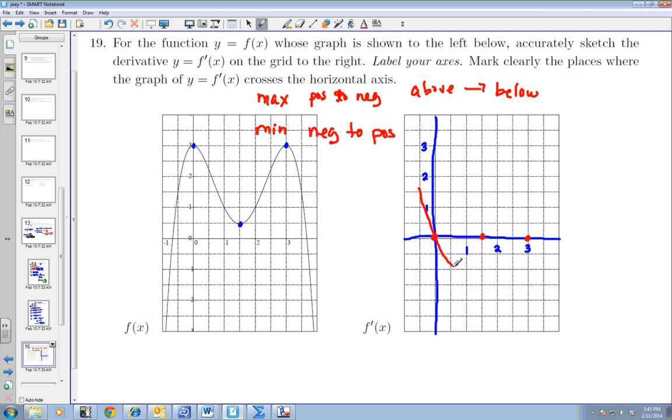maximum there. Then somewhere it's going to go back up because it's going to go from negative to positive and from positive to negative again. So we don't know exactly what it looks like, but it's going to look something like that. Okay, it crosses where you have maxes and mins, has to go from above to below where you have a max, from below to above when you have a min.